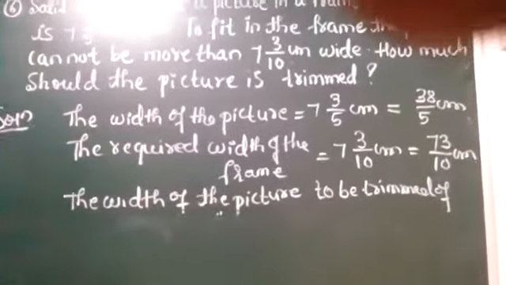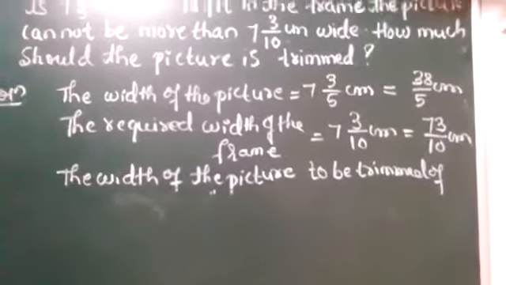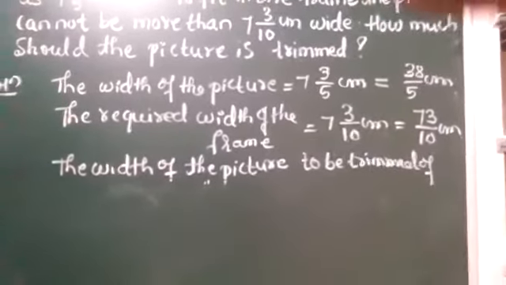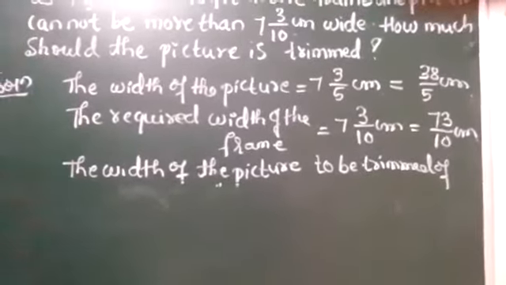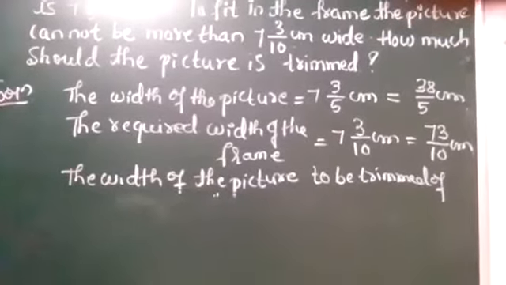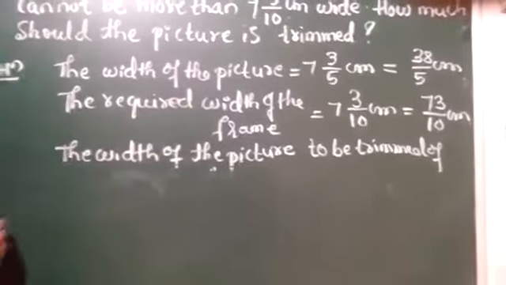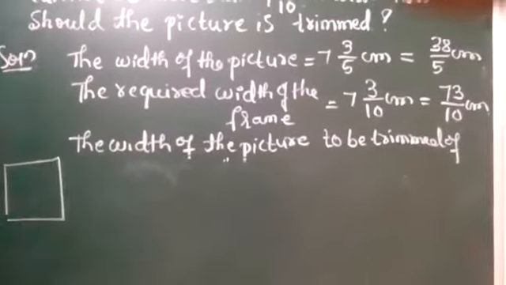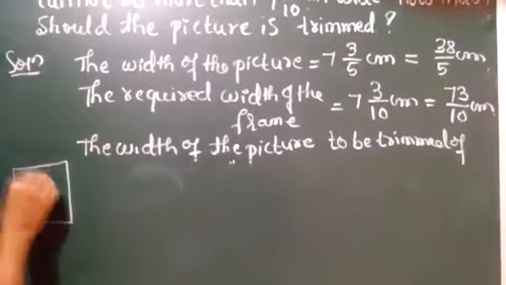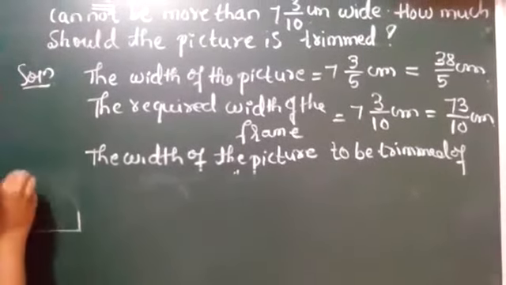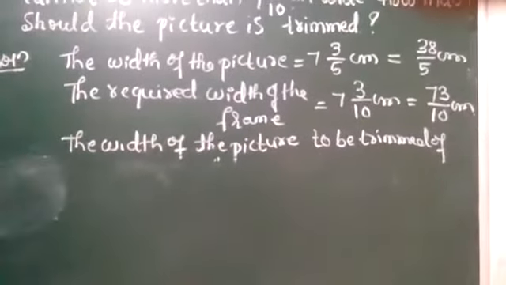Next one. Salil wants to put a picture in a frame. The picture is 3 3 by 5 centimeter wide. To fit in the frame, the picture cannot be more than 2 3 by 10 centimeter wide. How much should the picture be trimmed? So how to solve this one? This is the frame. Salil wants to put a 3 3 by 5 wide picture in this frame. The picture should not be more than 2 3 by 10 centimeter. So how to solve this one?